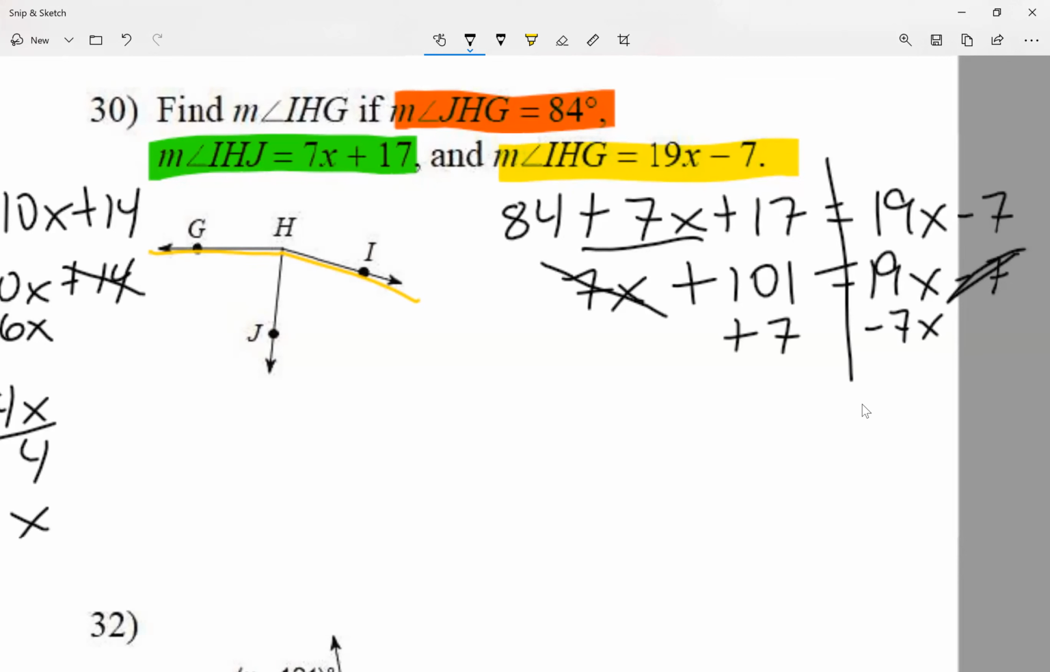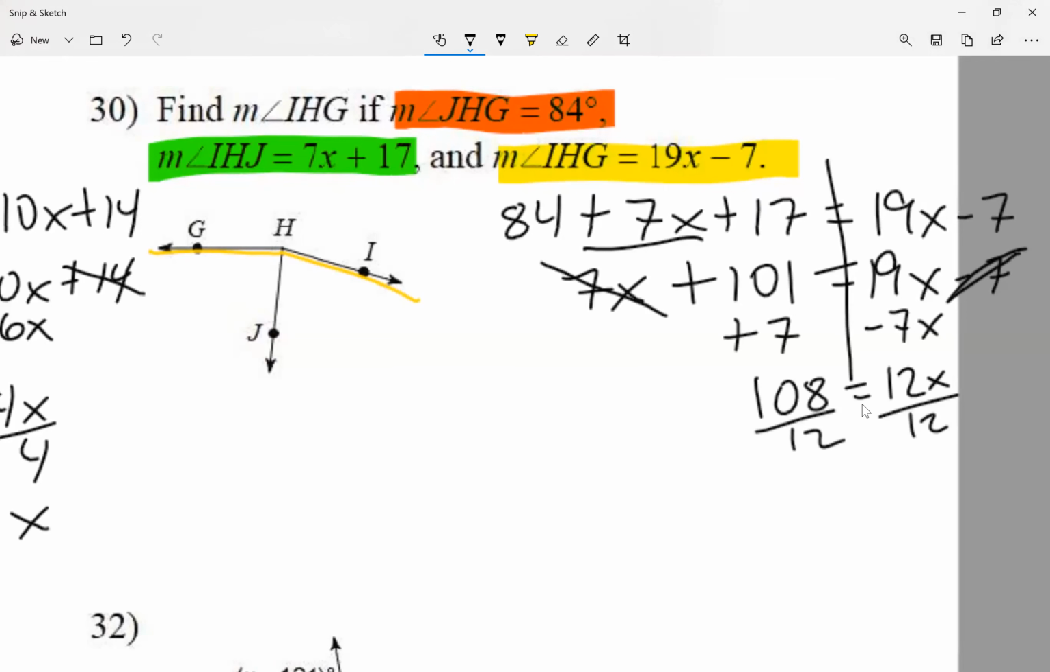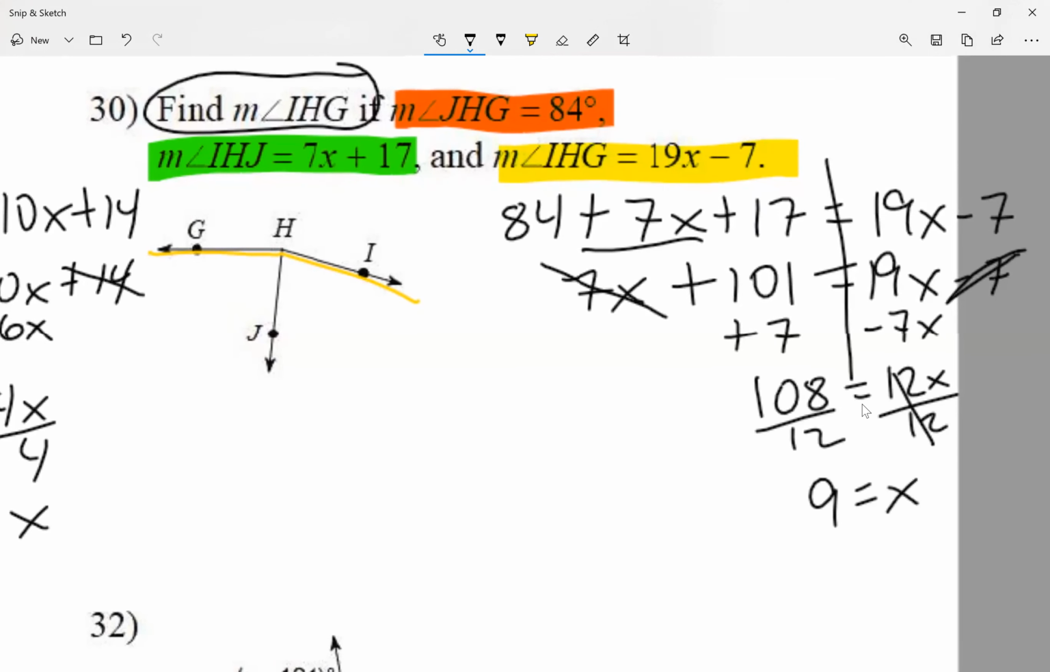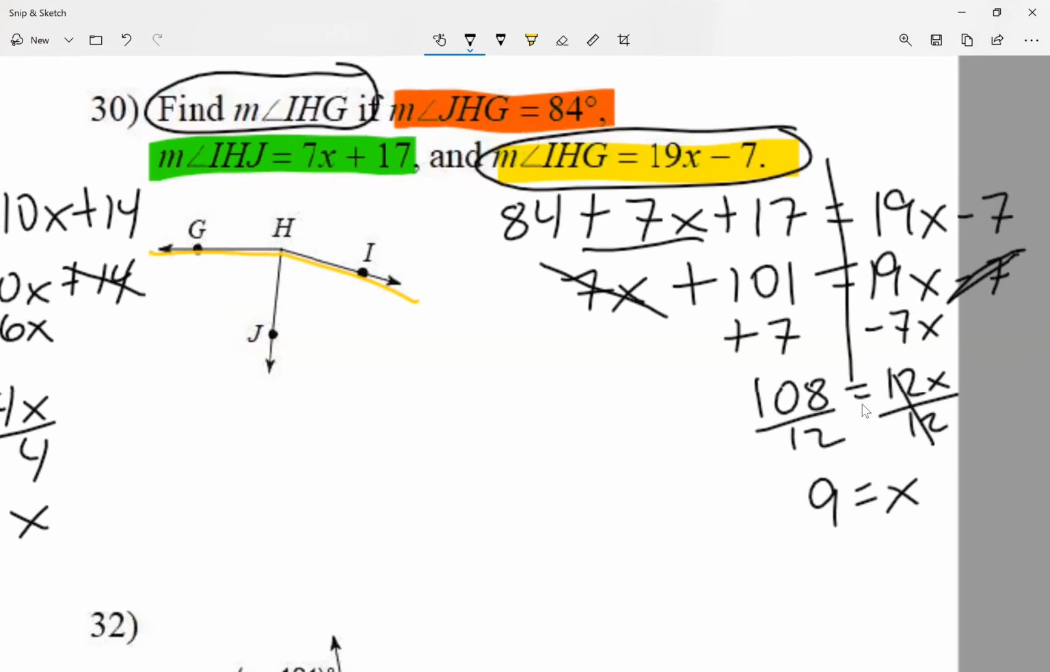I know 101 plus 7 is 108. 19x minus 7x, 19 minus 7 is 12. Let me divide both sides by 12. Now 108 divided by 12 is 9. 9 is equal to x. But I go back to my question here. Find the measurement of angle IHG. And I know IHG is 19x minus 7.